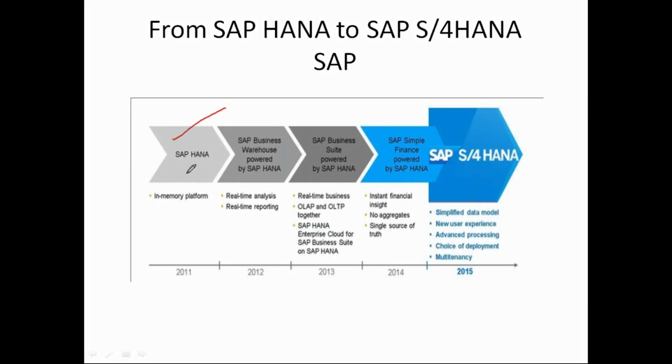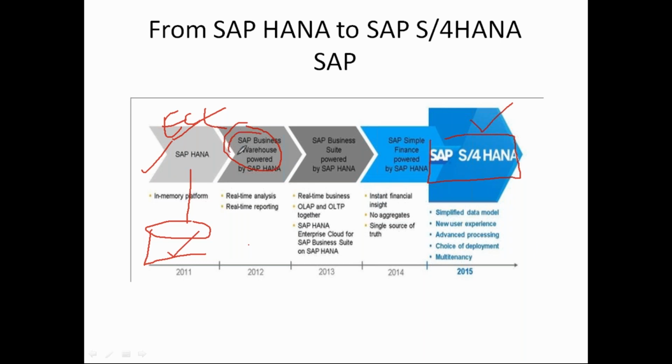SAP HANA. Earlier, the HANA database was used for ECC. Initially, this was the actual SAP HANA purpose. Later, SAP supported BW. We have something called BW powered by HANA. Now it is SAP S4, a complete ERP which supports all the modules. Earlier, this is the latest product. Initially, it was just HANA as a database for your existing system.